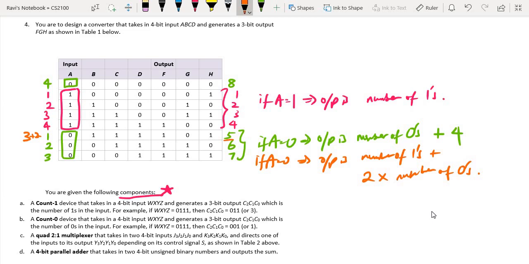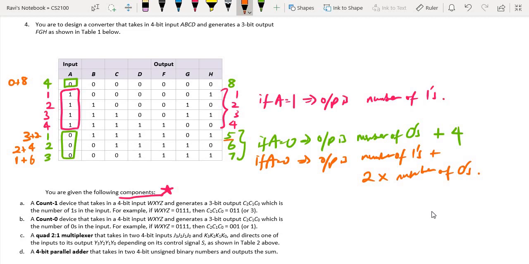I have 2 1s. 2 1s plus 2 times the number of zeros. So I have 2 zeros, 2 times 2, I have 4. So 6. Here I have how many 1s? I have 1 1 plus 3 zeros, so the number of zeros times 2, so plus 6. So I get 7. Here I have 0 plus 2 times 4, which is 8.